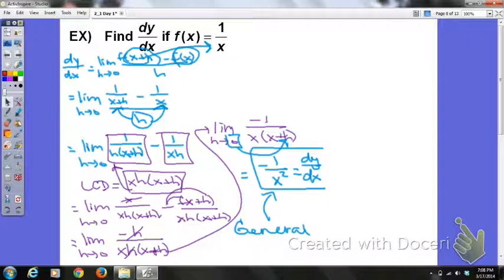If I wanted to find the slope of the tangent line at a specific point, I could take any point, take the x value, and plug it in to my dy over dx and find the slope at any given point. That's what we're going to do in our next example.